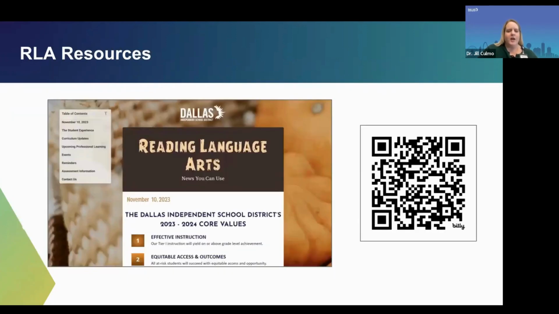We're happy to share a Reading Language Arts newsletter with all of you. If you missed the most recent newsletter, you can access it through the QR code on the slide. Each newsletter provides up-to-date information and resources for all RLA teachers in the district. I will pause to give you a moment to snap a photo of this slide or to use the QR code to access the newsletter.